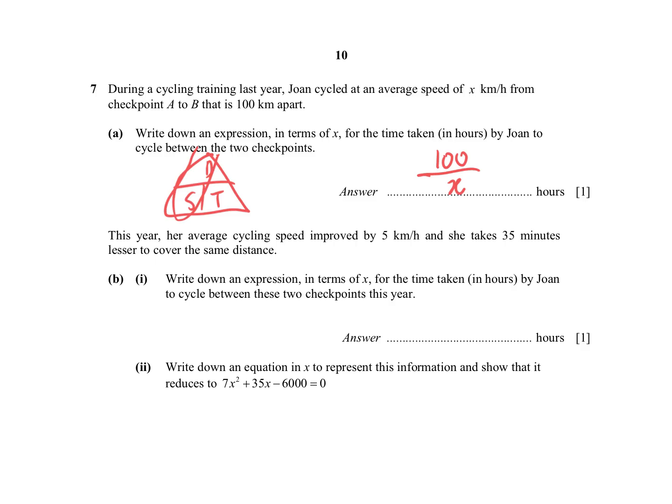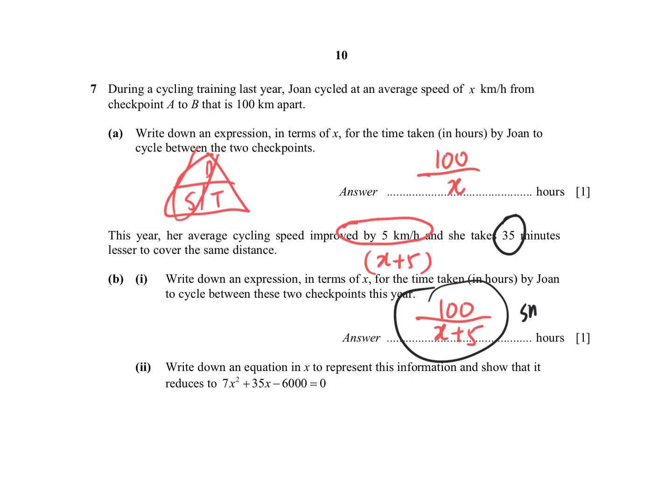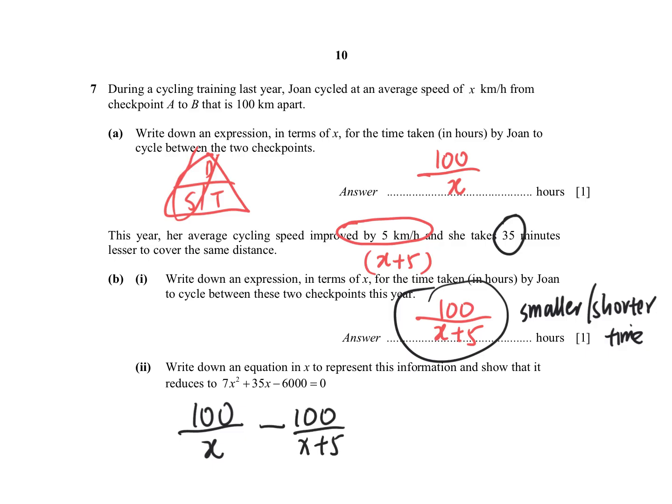Then there is an improvement in the cycling speed by 5 km/h. So this is my new speed. To find my new time taken, it is 100 divided by x plus 5. And then they say that this timing is actually 35 minutes lesser. So this is the smaller or shorter time. So you must always use the bigger one to subtract the lesser one. So this is the expression I need to see on the left hand side. And because all these are in hours, your minutes have to change to hours also.